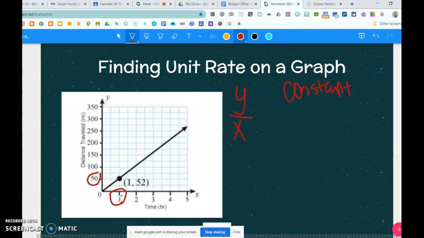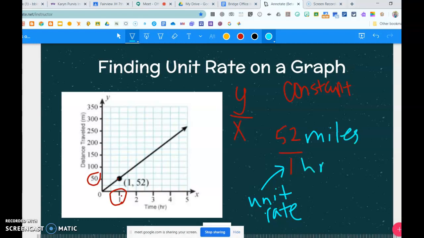Okay, so my y value here is 52. My x value is 1, and the 1 underneath it is what makes it a unit rate. And so therefore, now I just got to attach words to it. It's 52 miles per 1 hour. So in this scenario, whatever's traveling is traveling at 52 miles in 1 hour. Anything mph, miles per hour, is a unit rate. So it's fairly easy on a graph as long as it's labeled in whole numbers.